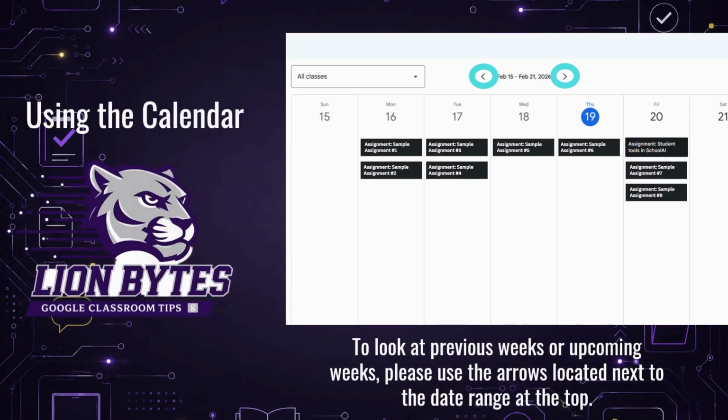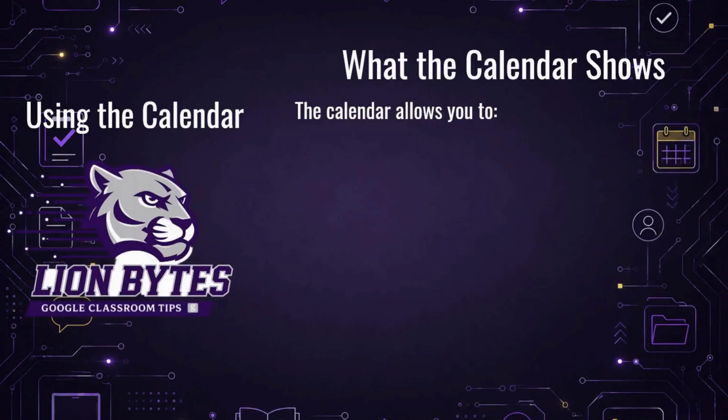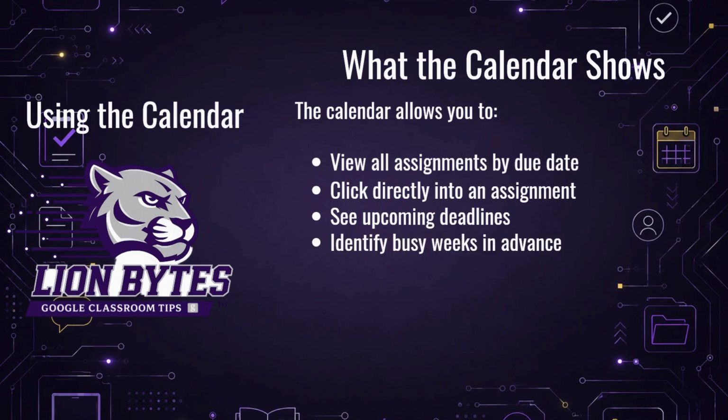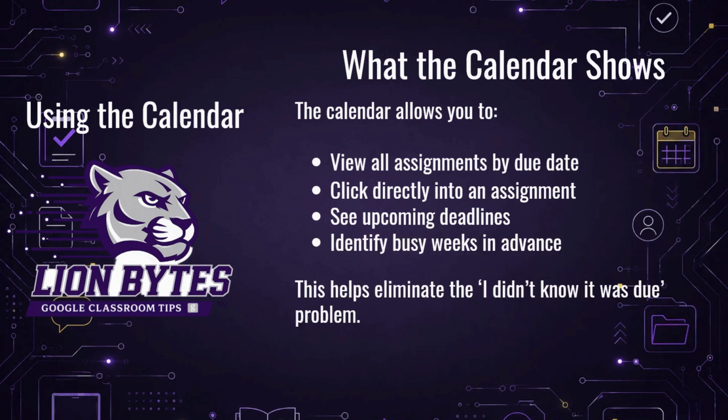To look at previous weeks or upcoming weeks, please use the arrows located next to the date range at the top. The calendar allows you to view all assignments by due date, click directly into an assignment, see upcoming deadlines, identify busy weeks in advance. This helps eliminate the "I didn't know it was due" problem.